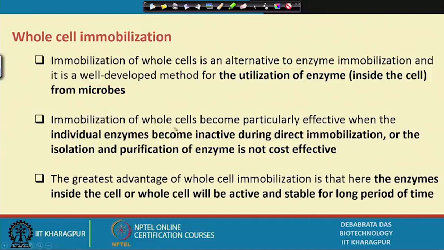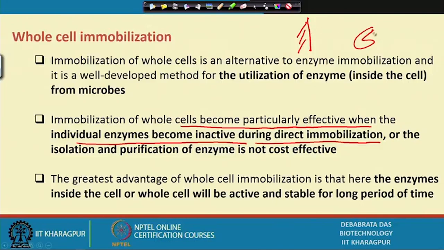The immobilization of the whole cell becomes particularly effective when individual enzymes become inactive during direct immobilization. Suppose this is the solid matrix and this is the active site. By chance, if the active site of the enzyme is fixed on the solid matrix, then the enzyme will be inactive. In the case of the organism, this does not happen because the biomolecules are inside the cell, so no such inactivation is possible.